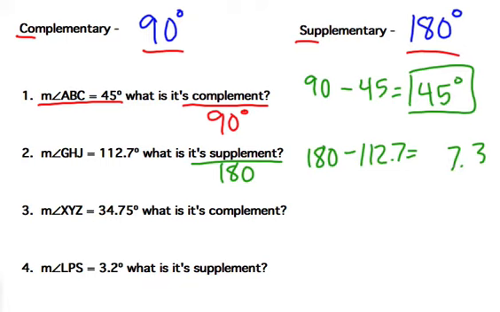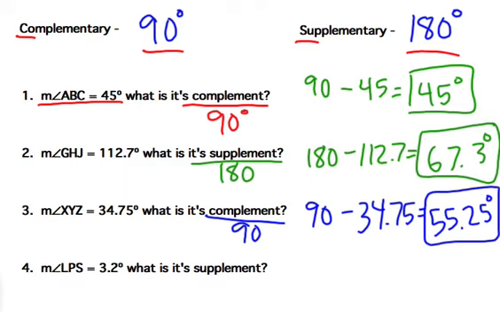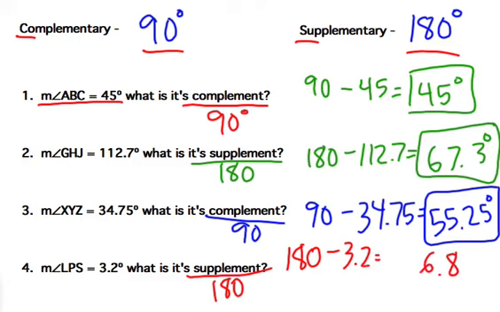All right, this says supplement, so that means it's 180 minus the 112.7, which gives 67.3 degrees for that one. Our next one is a complement again, so it's 90. So 90 minus 34.75, so that means it's 55.25 degrees. And our last one, a supplement, again means it's 180. 180 minus 3.2 is going to be 176.8 degrees, okay? So check your work, make sure you didn't make any mistakes.